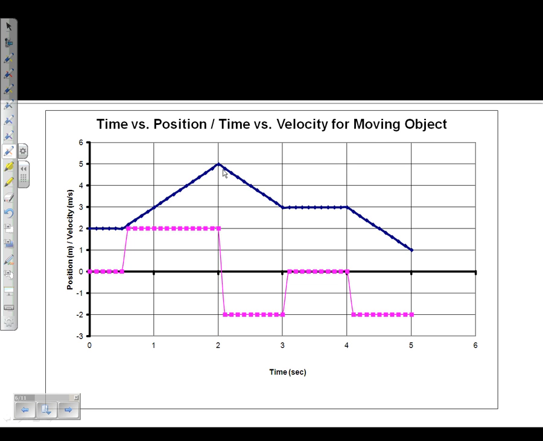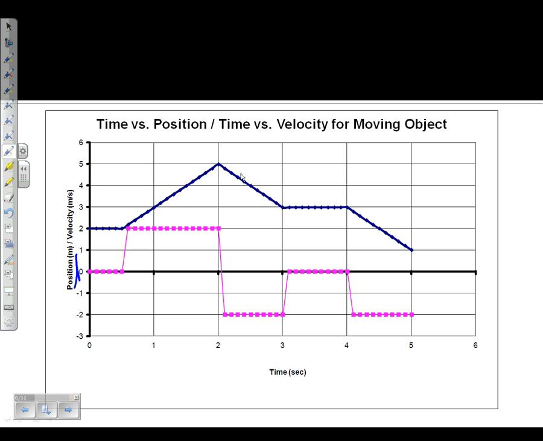Here's where it gets a little more complex than the last one we just did. During this portion in time, from 2 seconds to 3 seconds, if you look at the slope, it's a constant slope, so it's a constant velocity, but it's a negative slope, right? If you look at the position graph, this object starts off not moving at all, moves farther and farther away from the reference point because the y values on the blue graph keep getting bigger and bigger. It's moving farther away from the reference point.